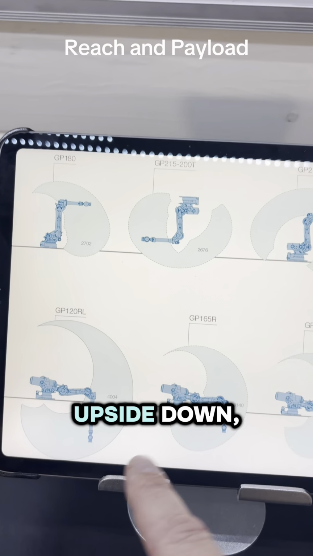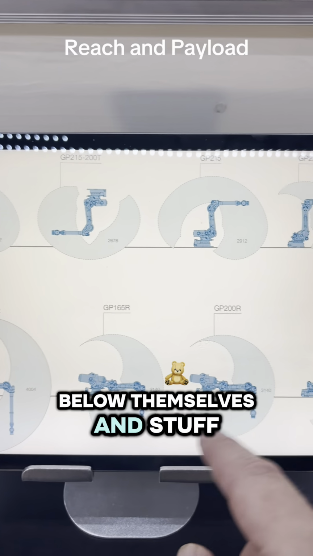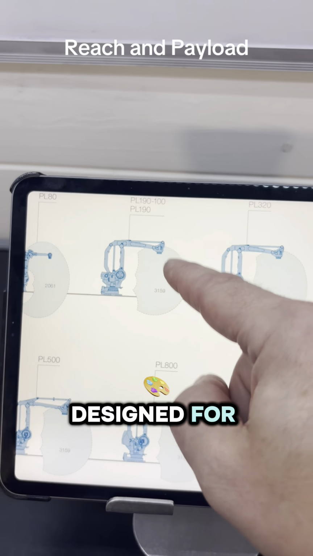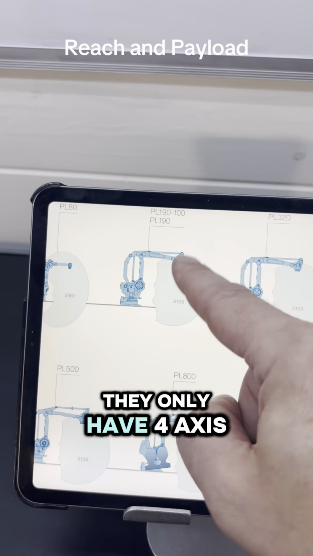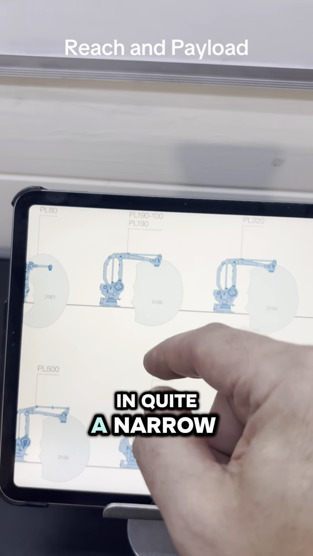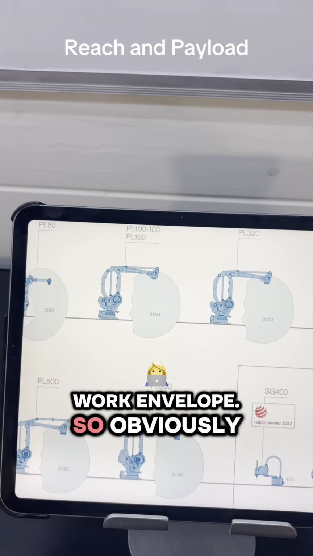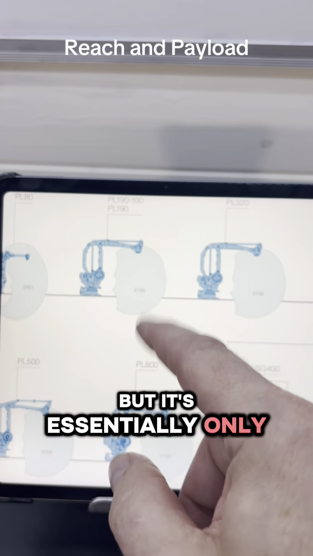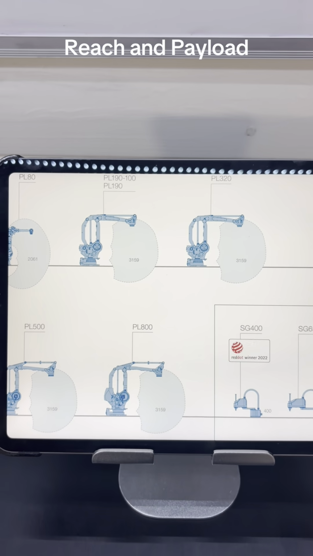Some of these will work upside down, some of them work below themselves and stuff like this. Some of them are designed for stacking things, and so they only have 4 axes and they only work in quite a narrow work envelope. It's obviously a donut round the robot, but it essentially only works in certain directions.